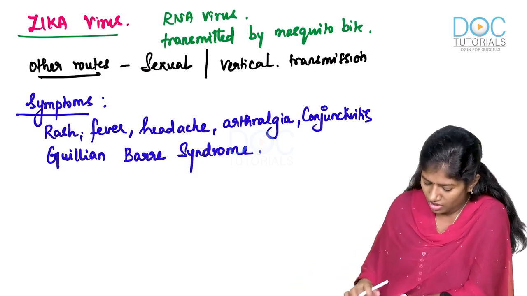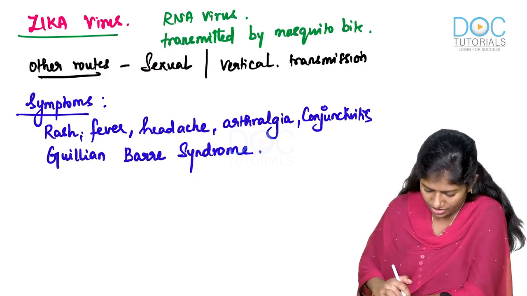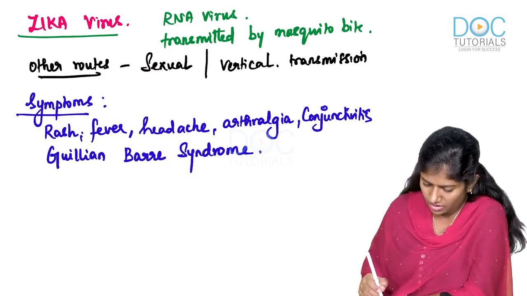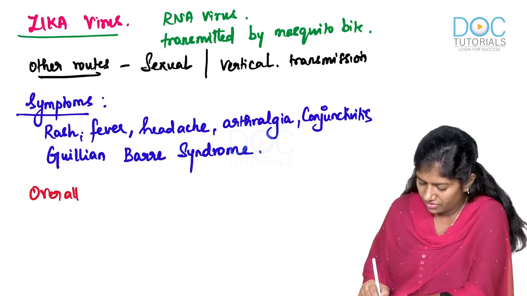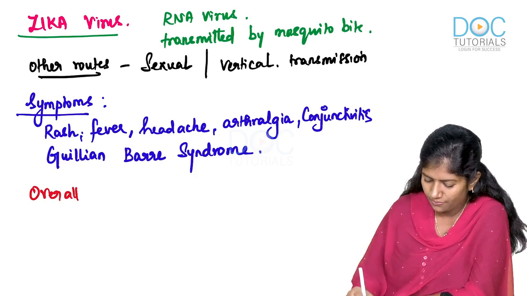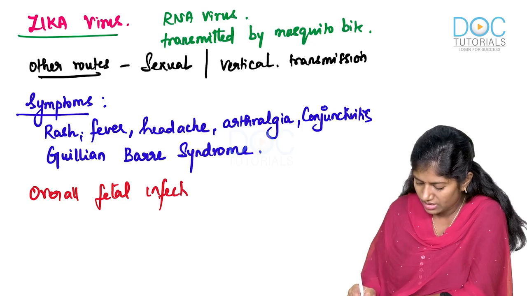So what is the overall infection rate? The overall fetal infection rate is 6%.